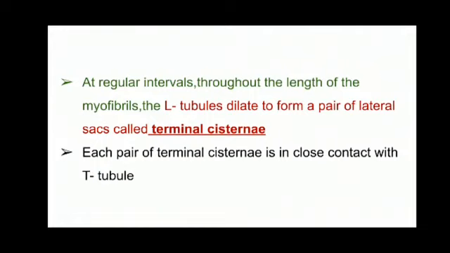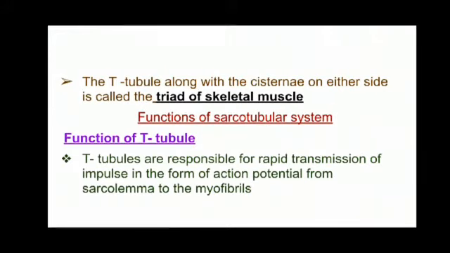At regular intervals throughout the length of the myofibrils, the L tubules dilate to form a pair of lateral sacs called terminal cisternae. Each pair of terminal cisternae is in close contact with the T tubule. The T tubule along with the cisternae on either side is called the triad of skeletal muscle.